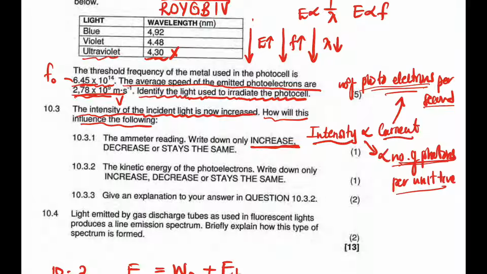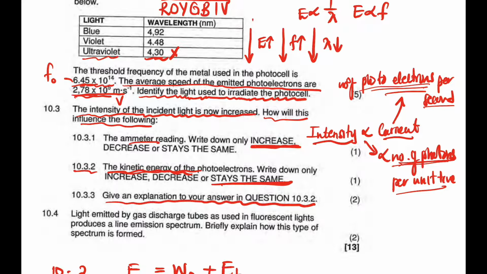So remember, the current is the number of electrons, so they're asking the ammeter reading, which is the current, is going to increase there. Now 10.3.2, it says the kinetic energy. Guys, the only thing that the brightness increases is these. So the kinetic energy will remain the same. So the answer is what? Stays the same. Now they say give an explanation for your answer, which is give the explanation why it's going to remain the same when you increase the brightness there.